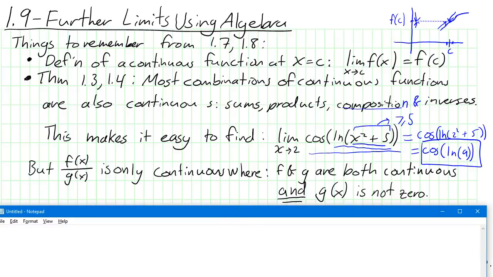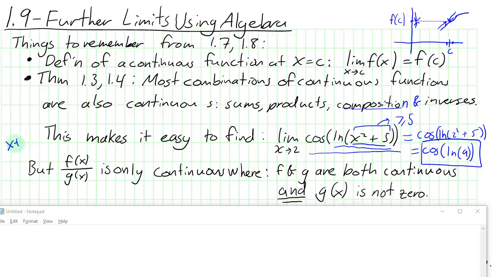So let's look at a fraction. If you have a function divided by another function, such as x plus 2 over x squared minus 1 or something like that, that's only continuous at values of x where f and g, the top and bottom, are both continuous. And that's true of this example I have over here. This is a linear function, it's continuous. The denominator, x squared minus 1, is just a parabola. Quadratic functions are always continuous.